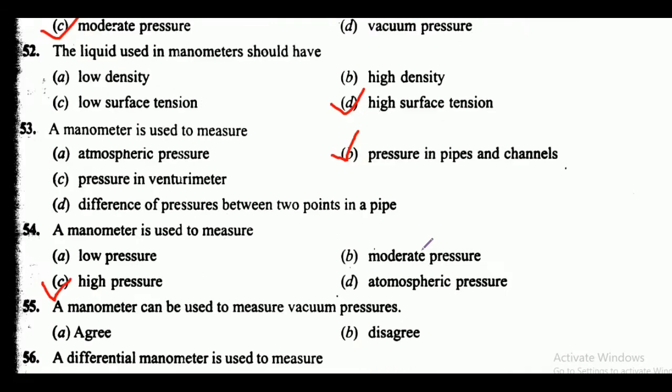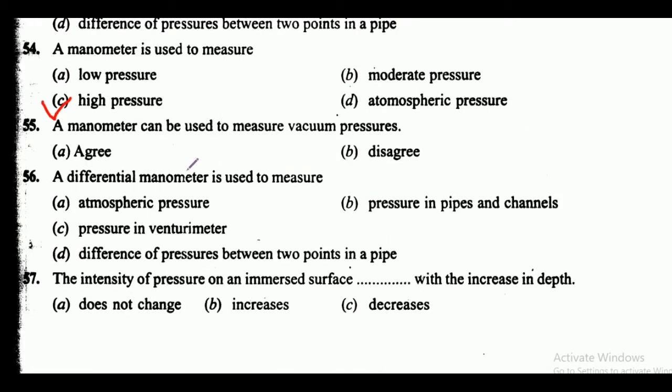Okay. Next is a manometer can be used to measure vacuum pressures. Options are agree or disagree. So here friends, this statement is correct. So option A is the correct answer, that is agreeing. Next is a differential manometer is used to measure. Here friends, these are the options and here correct answer is option D, that is difference of pressure between 2 points in a pipe.